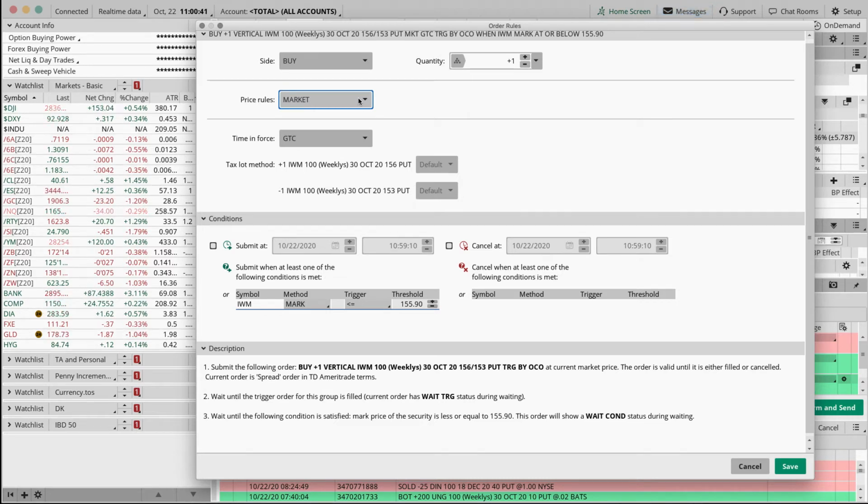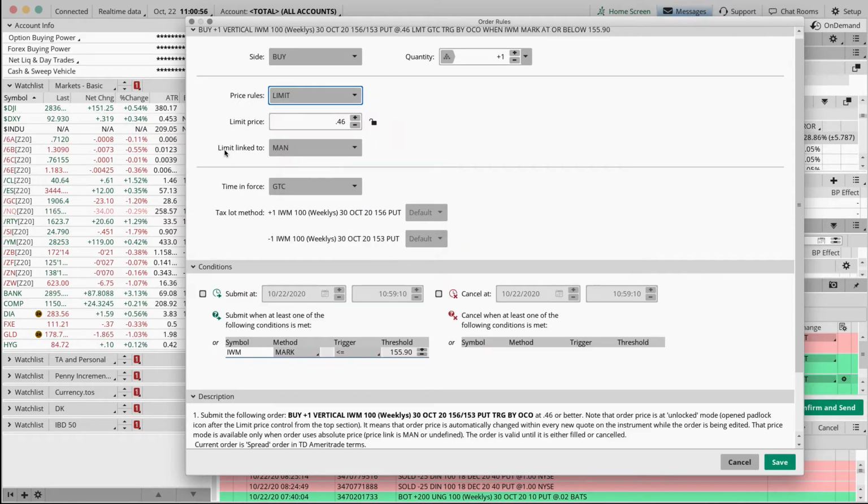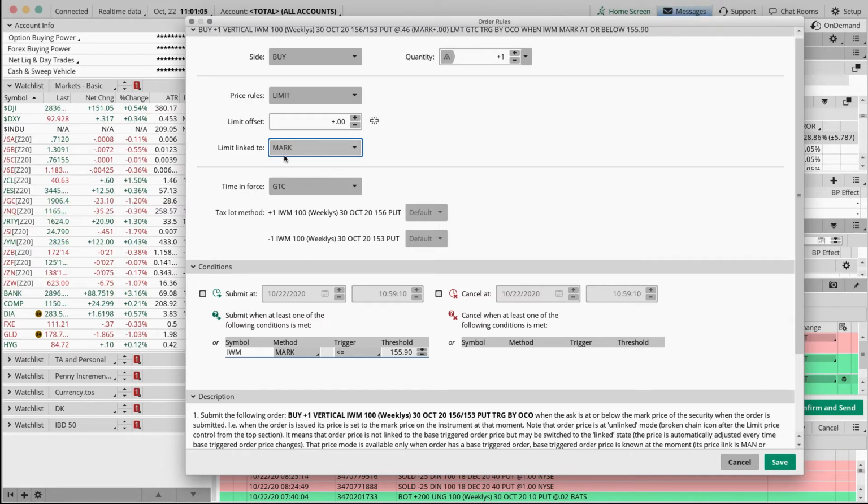The problem is we don't know what the spread is going to be worth exactly at the time our stop is getting hit. So one neat little trick that Thinkorswim can do, and I've shown this in a bunch of different tutorials, but I'll show it again, is we can keep this limit, okay? But instead of limit linked to MAN, we want that limit linked to the mark price. So that's the mid price of the bull put option spread. So when I change that to mark, notice it changes this limit to limit offset. So we can go plus or minus.